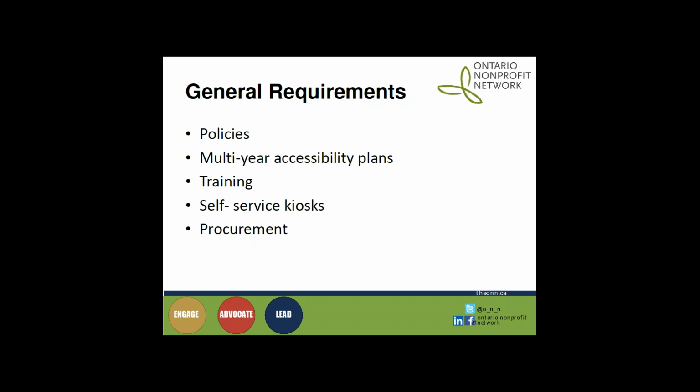Here we're talking about the integrated standards. They would also have to know about your policies, your specific organization's policies, and review your multi-year plan and so on. And then self-service kiosks. That's a requirement where you have to consider accessibility features when designing or buying a self-service kiosk.